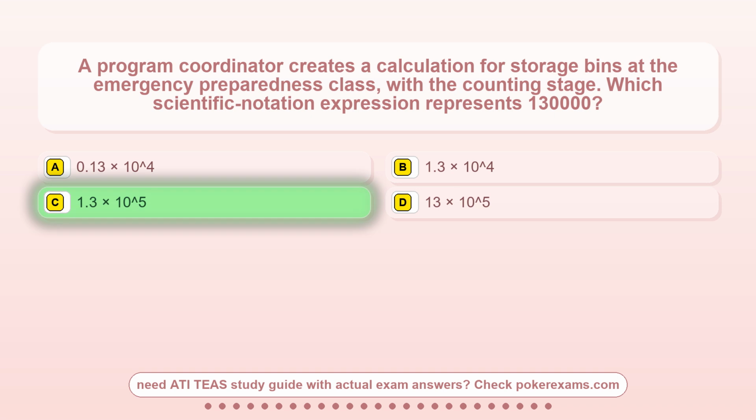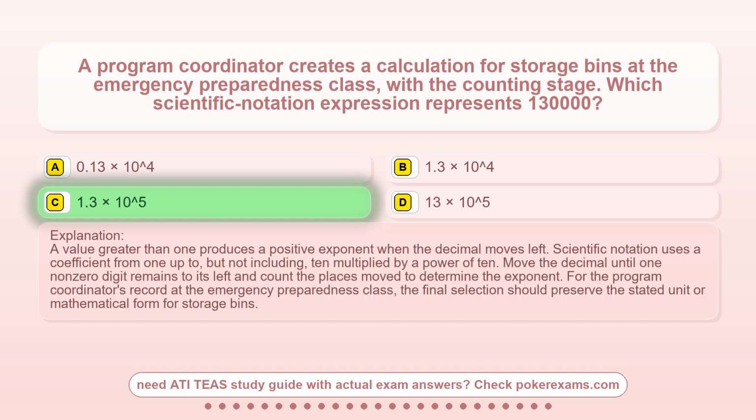The correct answer is option C, 1.3 times 10 to the power of fifth. A value greater than 1 produces a positive exponent when the decimal moves left. Scientific notation uses a coefficient from 1 up to, but not including, 10 multiplied by a power of 10. Move the decimal until one non-zero digit remains to its left and count the places moved to determine the exponent. For the program coordinator's record at the emergency preparedness class, the final selection should preserve the stated unit or mathematical form for storage bins. Question 15.